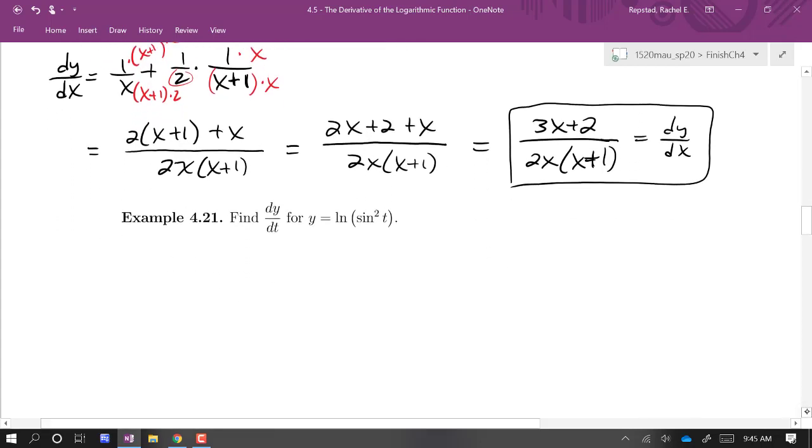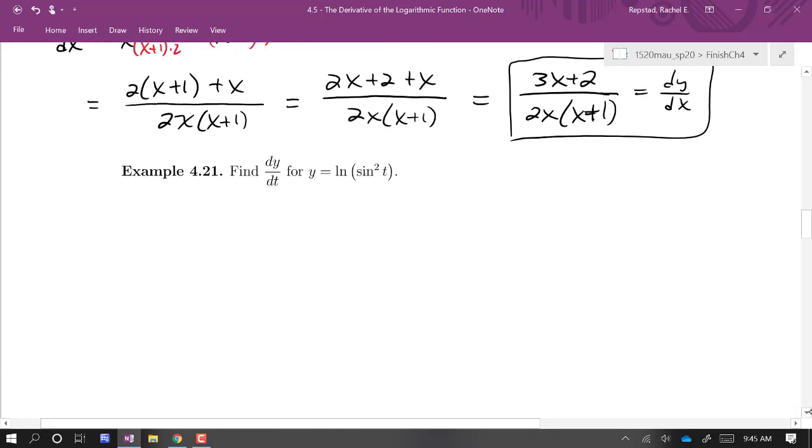Okay, let's do another. We're going to find dy dt for the function y equals ln of sine squared t. So this is sine squared of t, which means sine of t all squared as a function. That means that we can take this power, right? It's the whole argument that's being squared inside. So I can bring that power down in front. So we have 2 ln of sine of t.